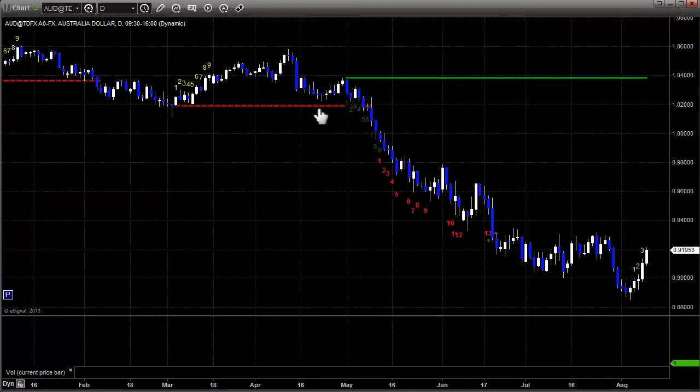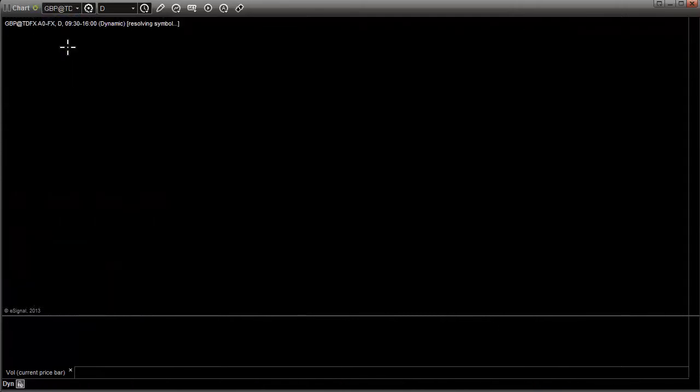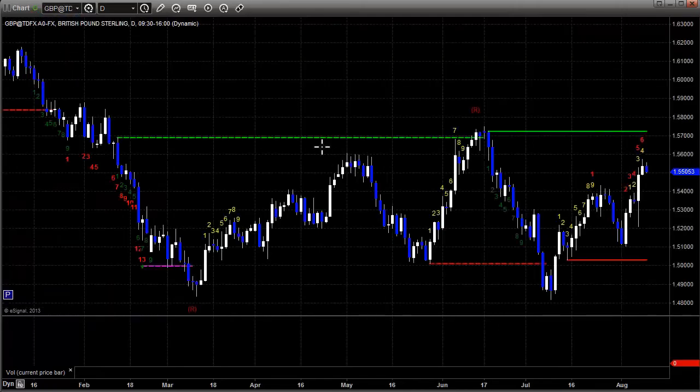Here's the Aussie dollar that's been heading lower, got a little bounce this week. And finally, here's a look at the pound dollar, which is more of a neutral area. It's not near the static trend line yet.